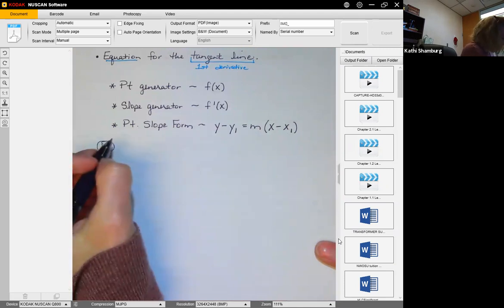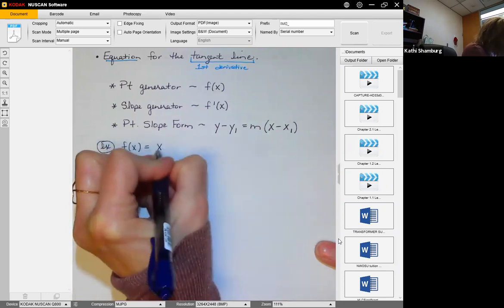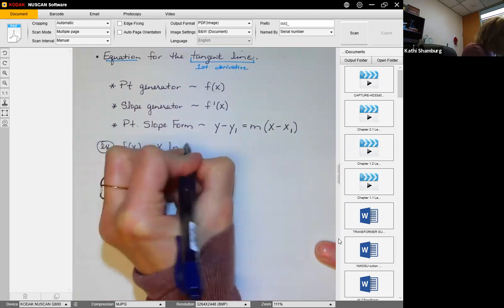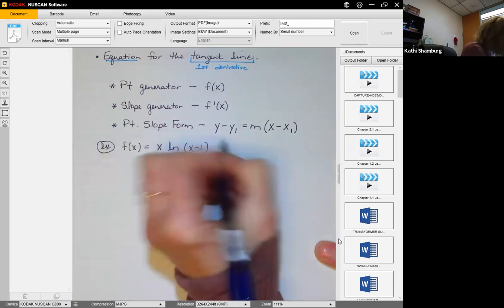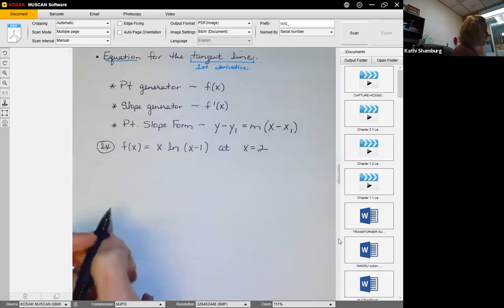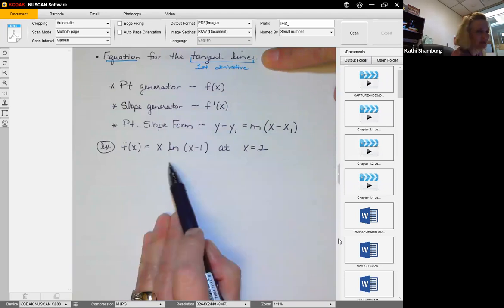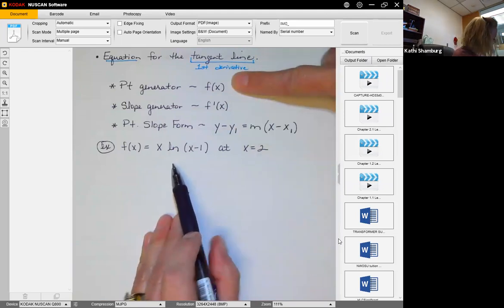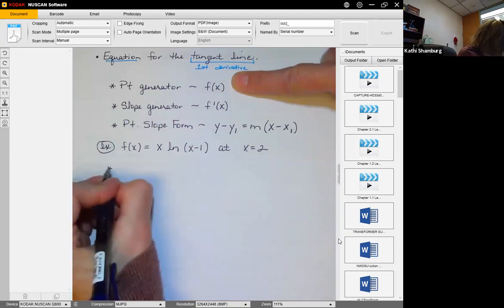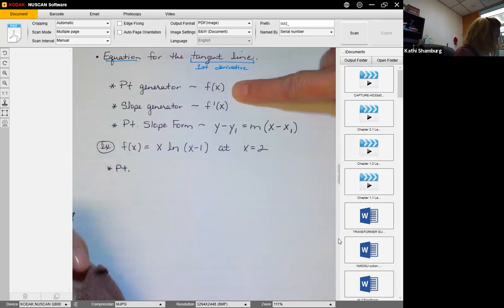we are given the function x natural log of x minus 1 at x equals 2, and what I'm asking you to find is the equation of the tangent line. So we want the equation of the tangent line at x equals 2 for this function. Okay, so we're going to do each one of these. All right, so let's first look to find a point. So we use the original function.